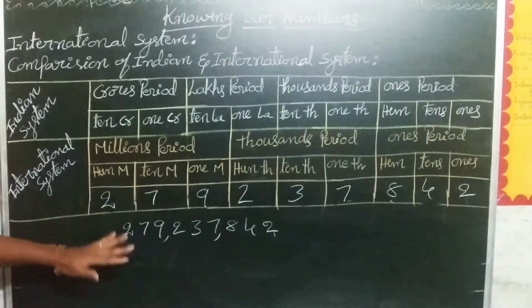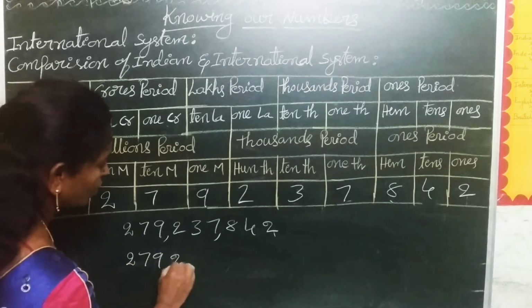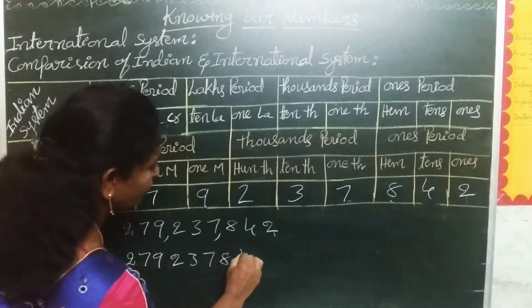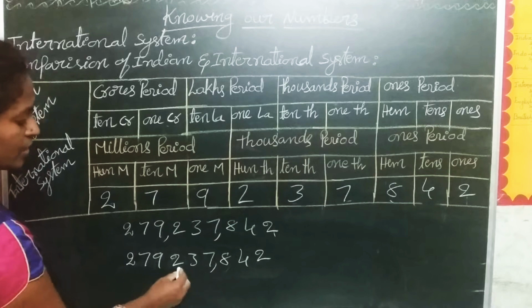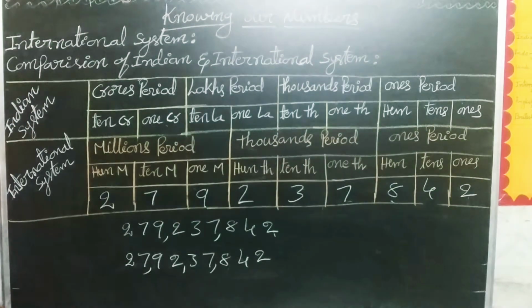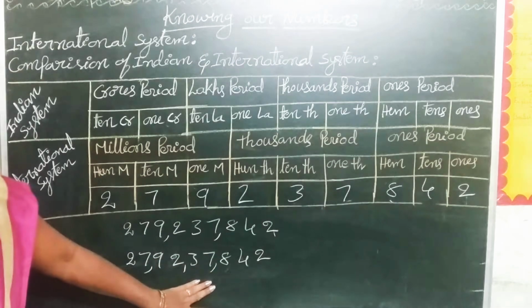Okay. In the Indian system of numeration, 2, 3, 7, 8, 4, 2. In the Indian system of numeration, the first comma comes after the first 3 digits, and then after every 2 digits. This is the way of using commas in the Indian and international systems of numeration, right?